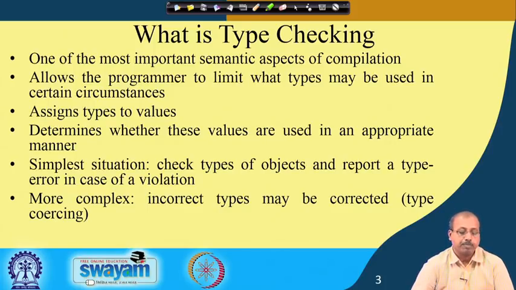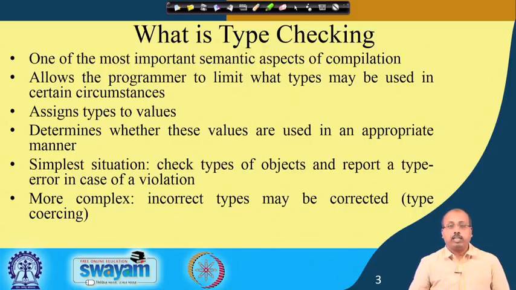This type checking process will assign types to values. As you are writing expressions, it will assign some types to those expressions and determine whether these values are used in an appropriate manner. So, if we represent types by values, then we check whether these values are used appropriately. Say I have an addition operation and I expect the operands to be of type integer; then we have to check whether we have got integer operands for both operands of this addition operation. That has to be checked.